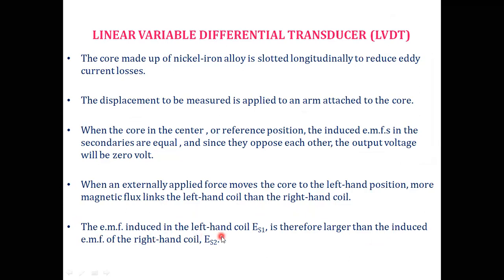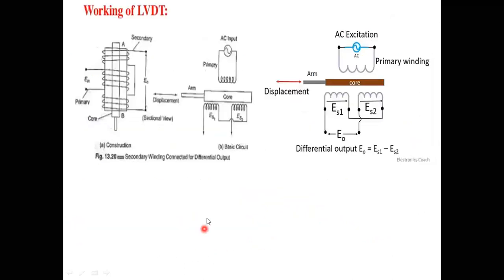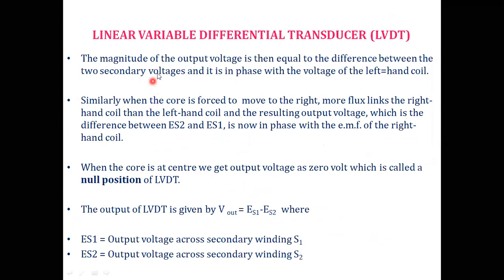The EMF induced in the left hand coil ES1 is therefore greater than ES2. When the core moves to the left hand side, ES1 is greater than ES2 here. The magnitude of the output voltage is then equal to the difference between the two secondary voltages, and it is in phase with the voltage of the left hand coil.